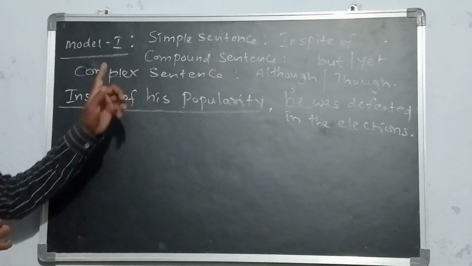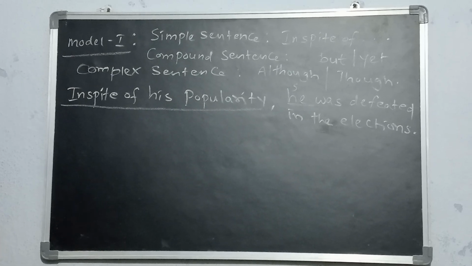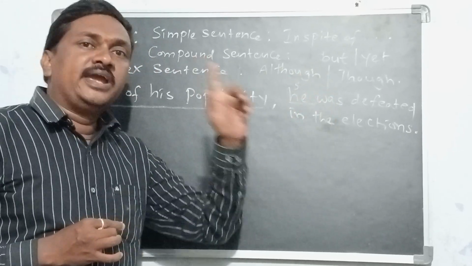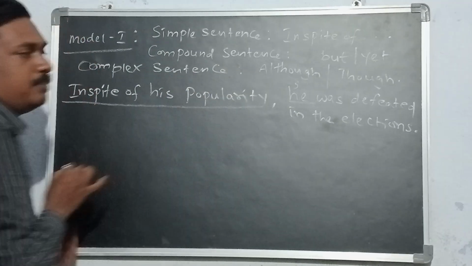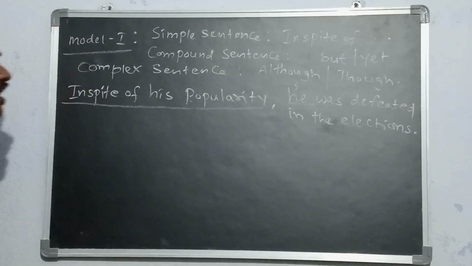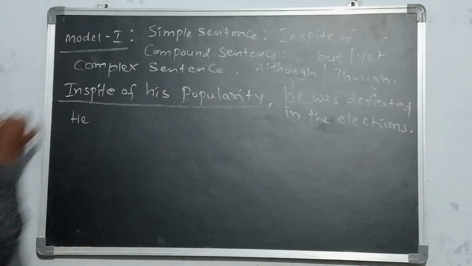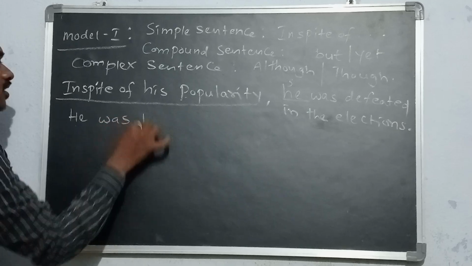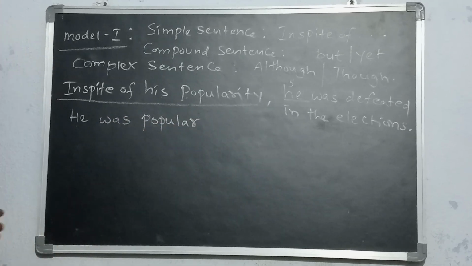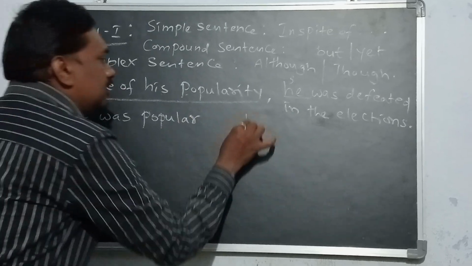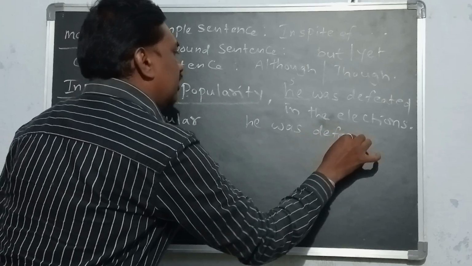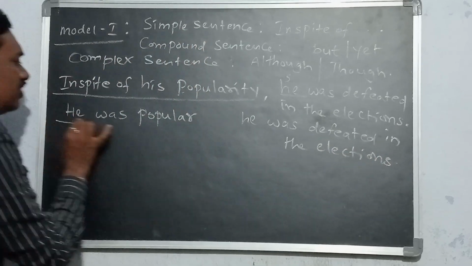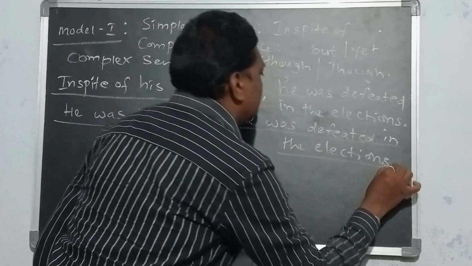Now let us change this simple sentence into compound sentence. Okay, generally to write a compound sentence, we need two main clauses. Here already we have one main clause. So we have to change this phrase into one main clause. Okay, so in spite of his popularity. So what is the subject here? He. This is in past tense. He was popular, this is one main clause. He was popular and he was defeated in the elections. Okay, he was popular, one main clause. He was defeated in the elections, another main clause.